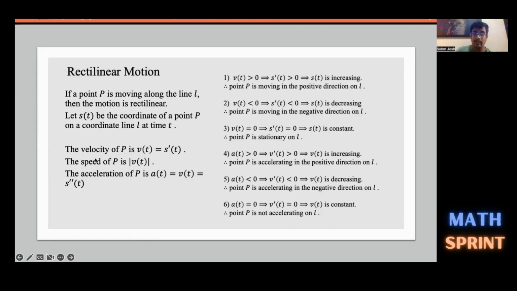All right, so rectilinear motion. This essentially goes into basic physics concepts of kinematics. You should probably already be familiar with displacement, velocity, speed, and acceleration. I'll still cover a little bit of it.